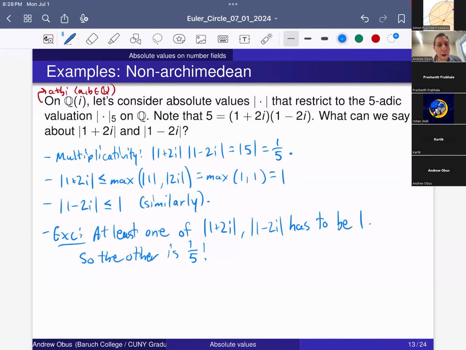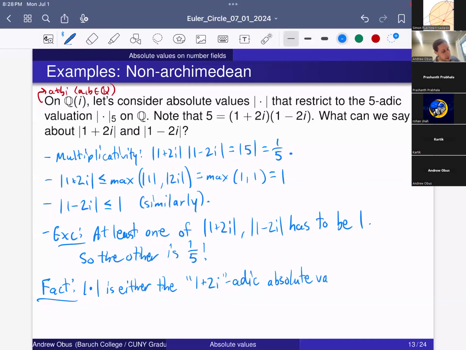And it turns out that once you make this decision, that's basically all that there is. This is going to be a fact: this is either the quote unquote 1 plus 2i-adic absolute value, or the 1 minus 2i-adic absolute value. I have not proven this, but this is a fact.